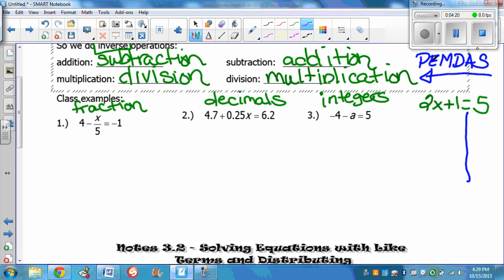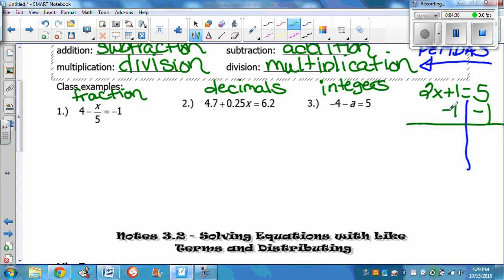If I need to reverse the order of operations here, I need to think, is there any addition or subtraction going on in this equation? Hopefully you would say, yes, there is addition. There's plus 1. So then you need to say, how do I undo plus 1 or adding 1? I need to subtract 1. And in order for it to balance, whatever you do with the left side, you've got to do to the right side.